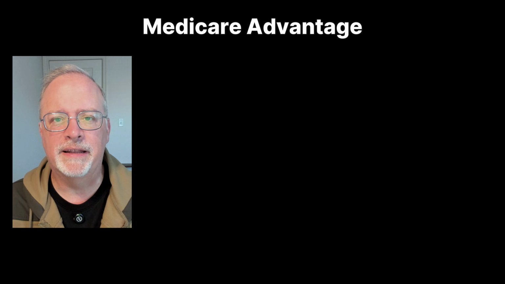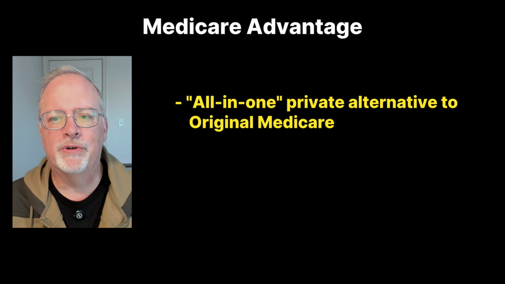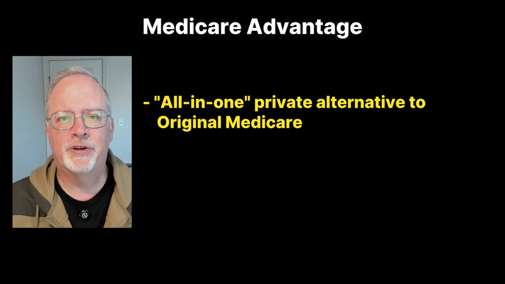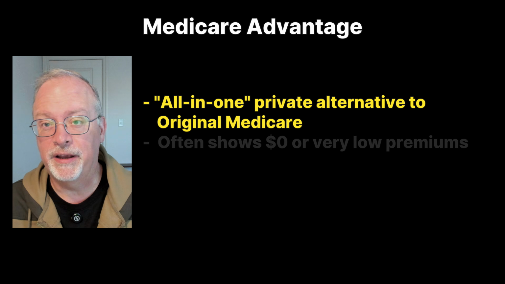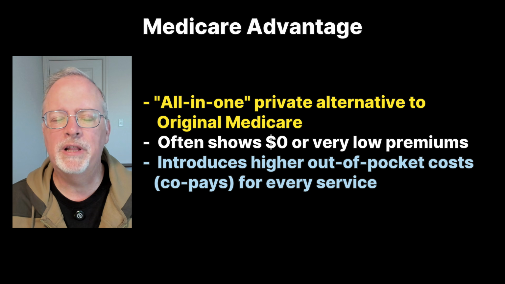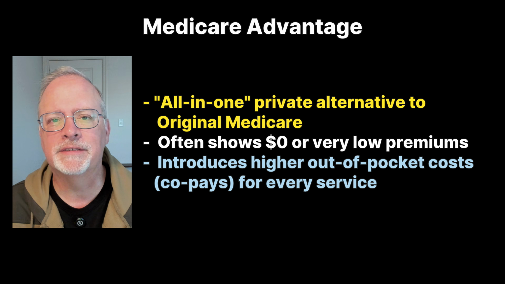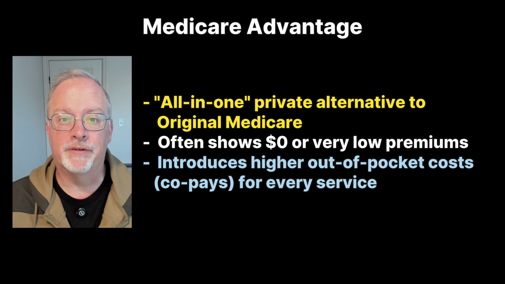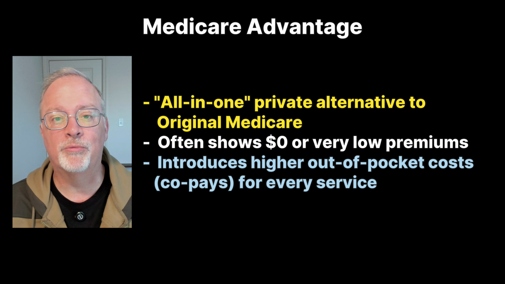And the fifth option is Medicare Advantage, which is sort of the all-in-one private alternative to original Medicare. Oftentimes, this will show $0 premiums or very low premiums, but it introduces really high out-of-pocket costs for just about every service. And that's the way that Boldin will calculate it.